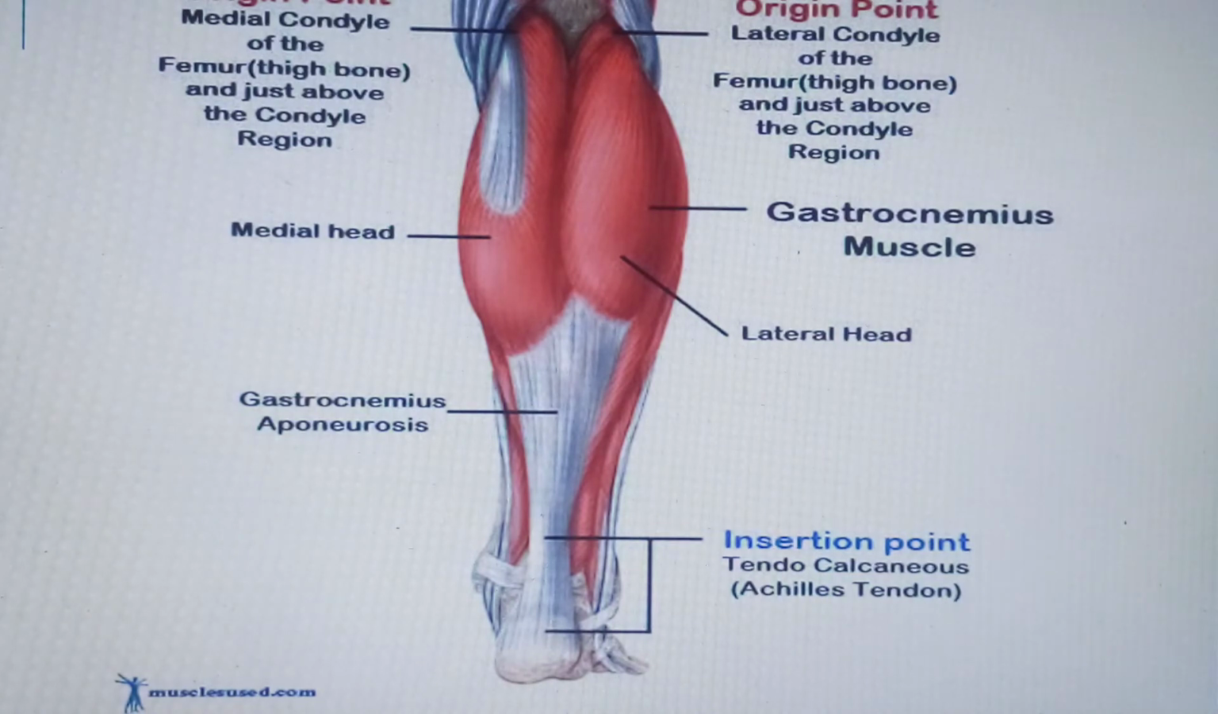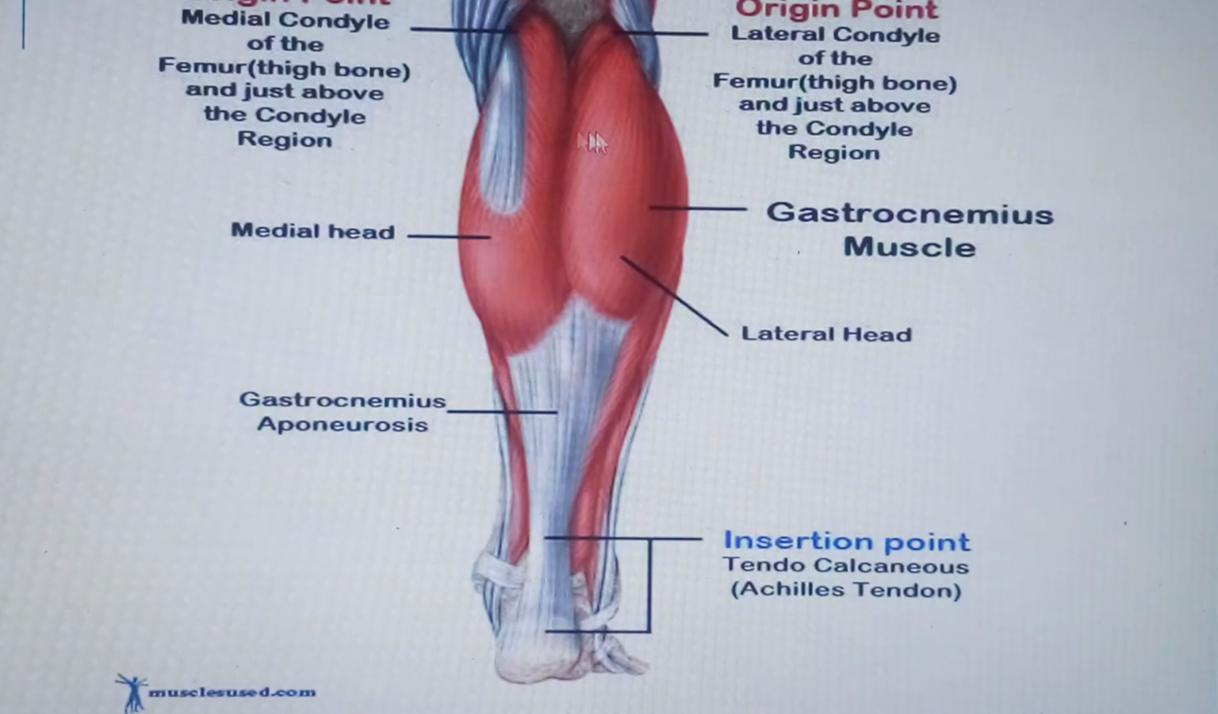Now, the most superficial of these three muscles in the posterior leg compartment is the gastrocnemius. The word gastro has to do with belly or stomach, so it is actually the stomach of the posterior leg compartment, so we call it gastrocnemius. This gastrocnemius has two heads, and for that matter two origins.